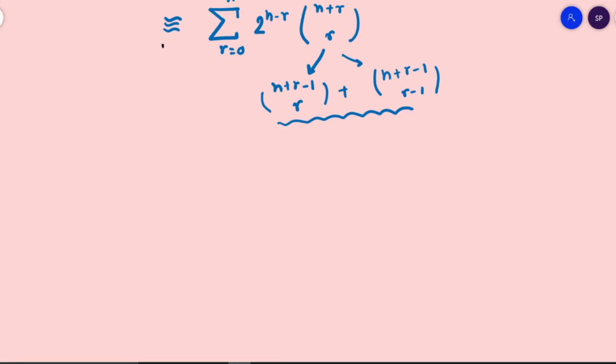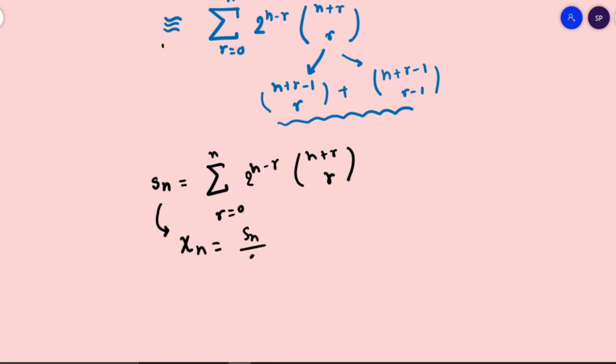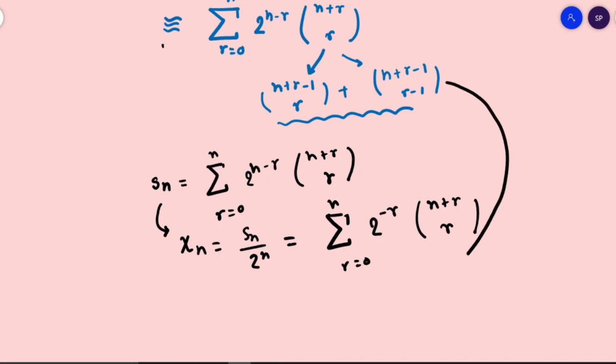Now I would like to assume something for simplicity: that Sn is equal to the sum of r equal to 0 to n of 2 to the power n minus r times (n plus r choose r). And we would like to assume another sequence xn as Sn divided by 2 to the power n, which is simply the summation r equal to 0 to n of 2 to the power minus r times (n plus r choose r). Now we should use the formula as we defined previously.